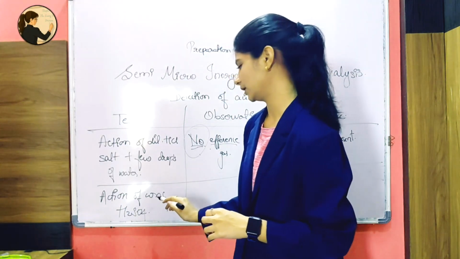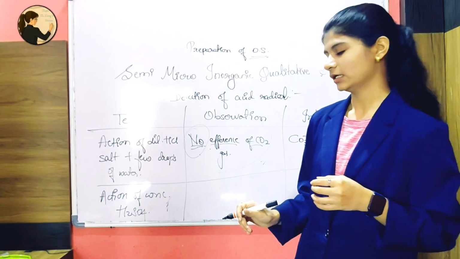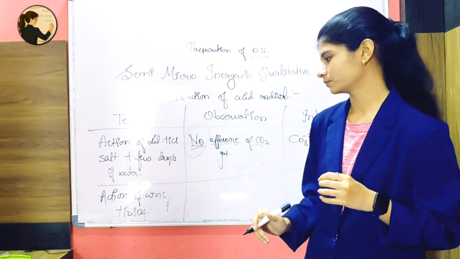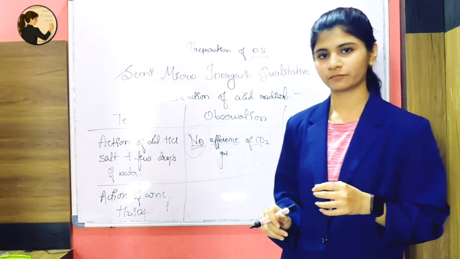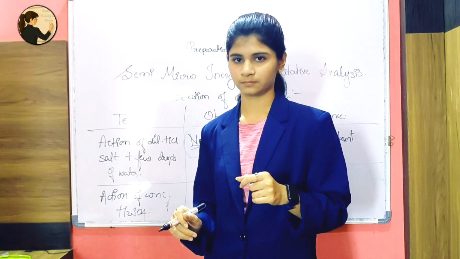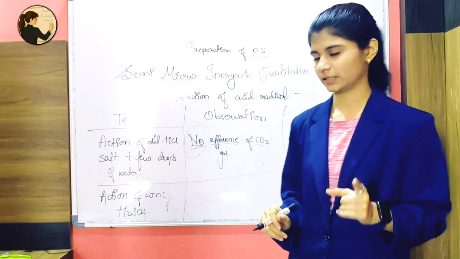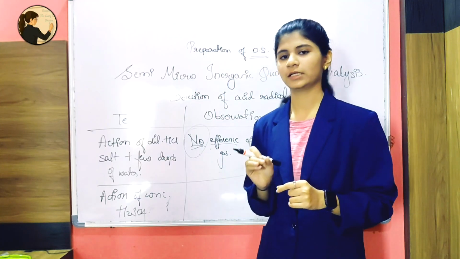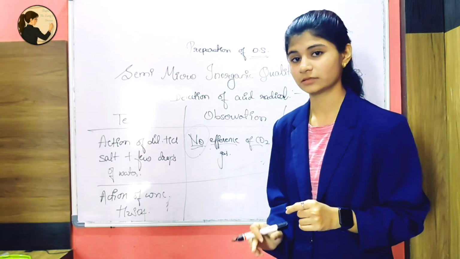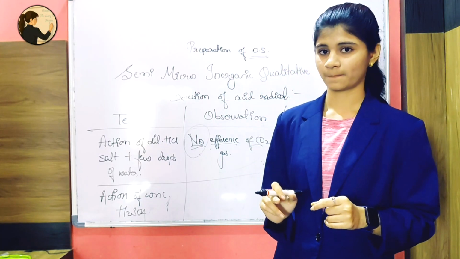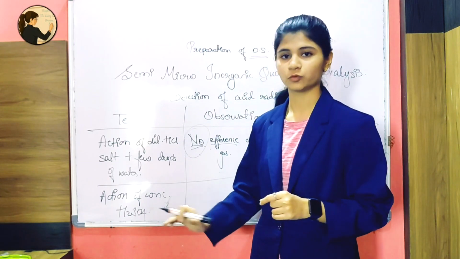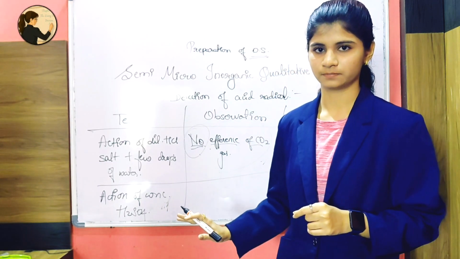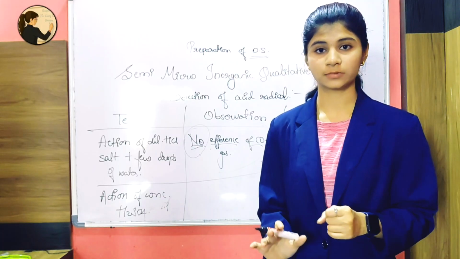Action of concentrated acid. Now what will you do? Take that same test tube, put concentrated H2SO4 very carefully with handling. You will put only 2 to 3 drops of concentrated H2SO4. First of all, these concentrated chemicals are kept a little away from you compared to dilute ones, so that you don't get harmed.